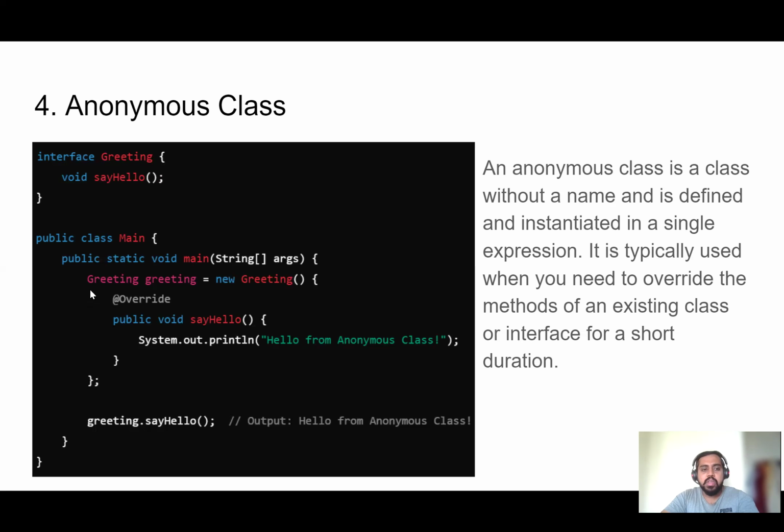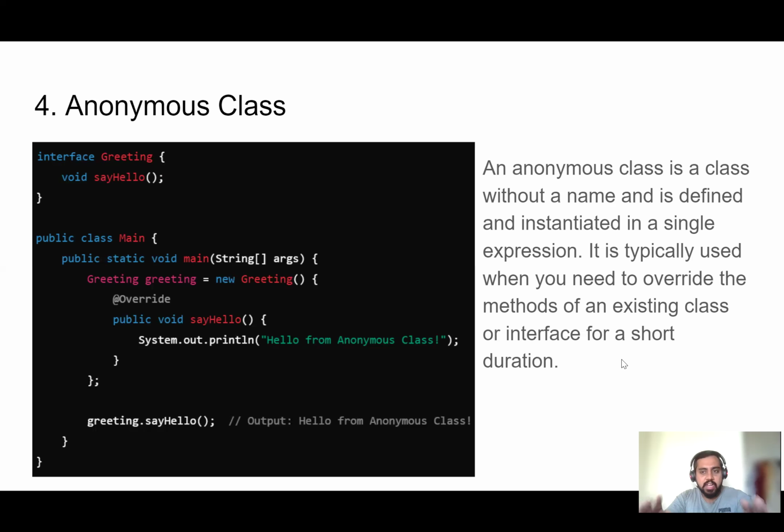In an anonymous class, I just create using the new operator of that interface, greeting. But at the time of creation, we open and close braces, just like a class definition, and inside we can override the abstract method declared in that interface, like say hello, and I give it a body. Then I close the braces. Internally, this acts as a child class overriding the parent interface, and the reference is passed to greeting. Then I can use this reference to call say hello.